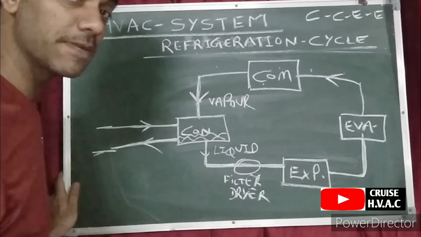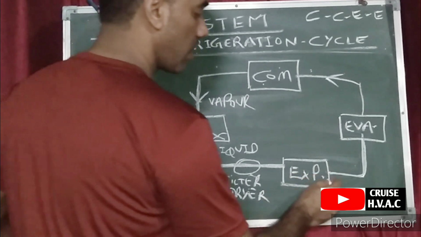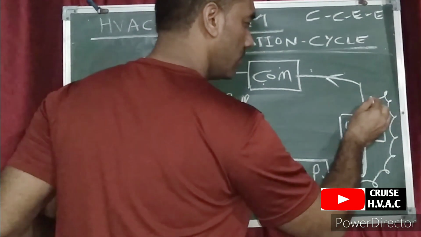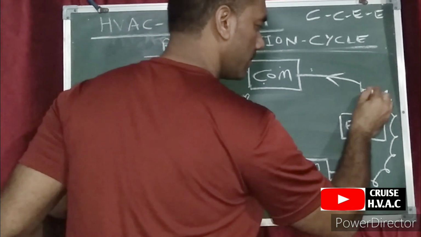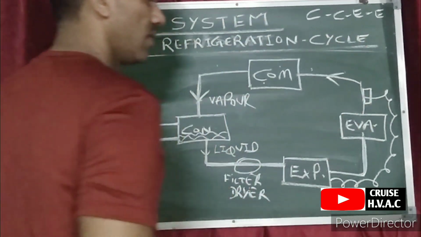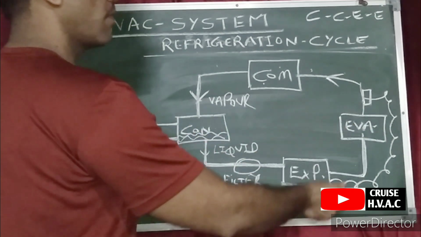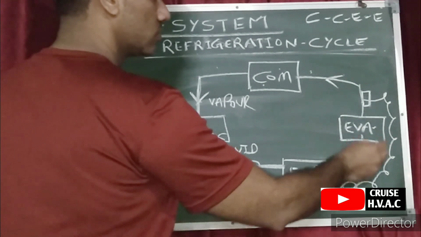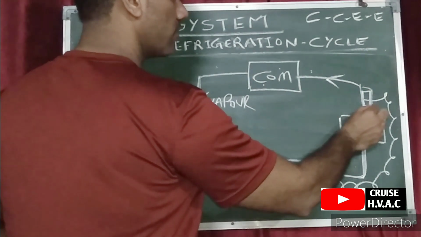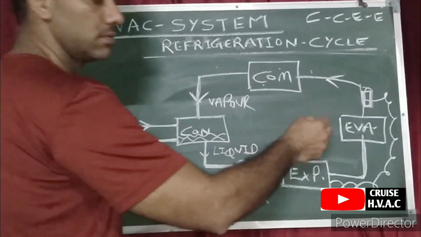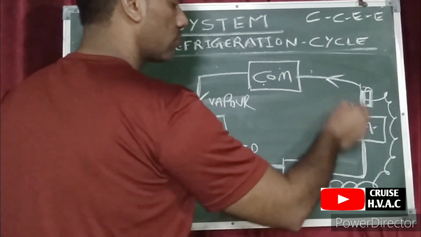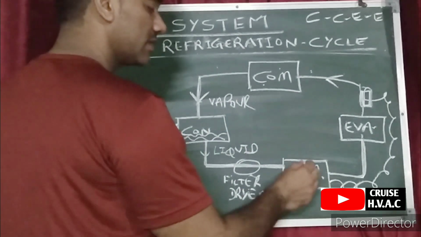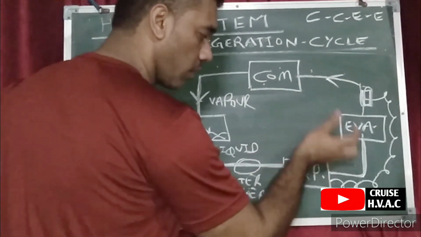So how does the expansion valve work? The expansion valve has a capillary tube. This capillary tube has a valve. This valve is connected on the outlet of the evaporator, the refrigerant line, the outlet of the evaporator. So this valve senses the temperature of the outlet of the evaporator, how much the temperature is, and according to that temperature the expansion valve controls the flow of the refrigerant.